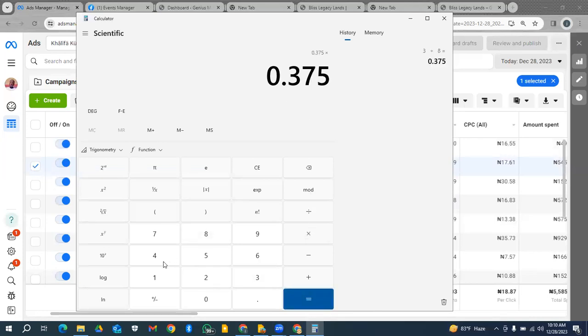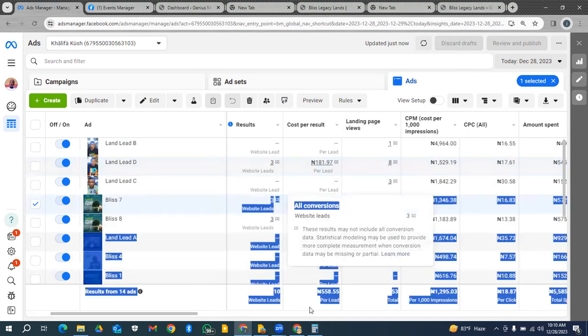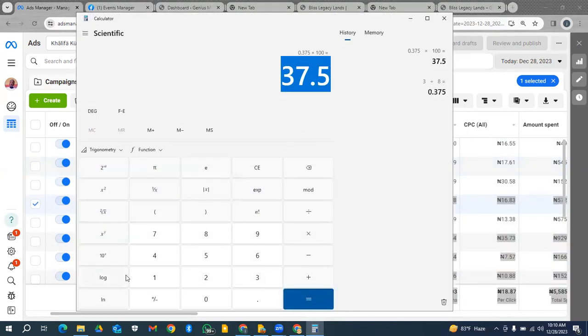times 100. Which means this landing page is converting at 37.5%. That's what it means, a 37.5% conversion rate, which is kind of low. Let's look at others. We can see 7 to 3. If we do the calculation, it shows that it's converting around 40 something percent.